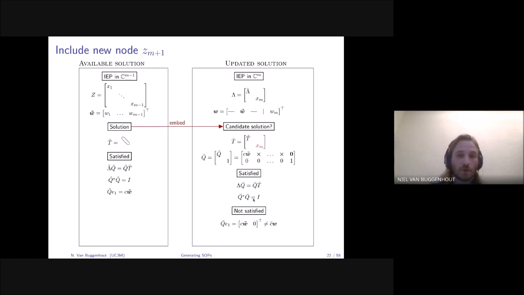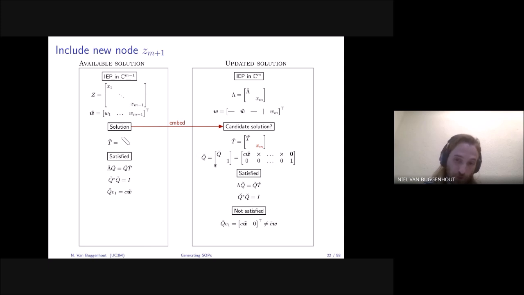Okay, so what are we going to do? We're going to try and get a candidate solution and see what happens. So the first thing that comes to mind is we take our T twiddle, so the solution on the left-hand side, and we're just going to put this XM that we want to include on the diagonal of our tridiagonal matrix and see what happens.